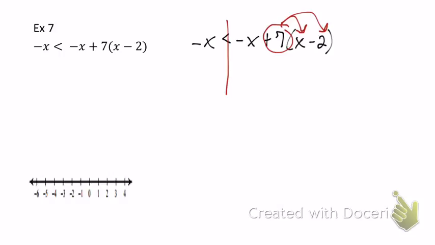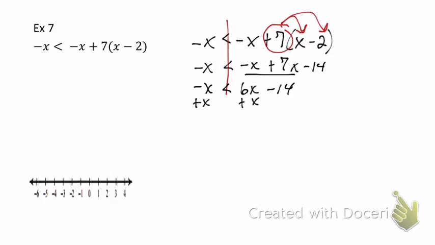So that's going to leave us with negative x less than negative x. 7 times x would be 7x. 7 times negative 2 would be negative 14. I'm going to combine my like terms. So we've got negative x is less than negative 1x plus 7x would leave us with 6x minus 14. So, like I said, I like to move the smaller x. So negative 1x, I'm going to add x to both sides of the equation. Negative x plus x would leave us with 0 is less than 6 plus 1 would be 7x minus 14.